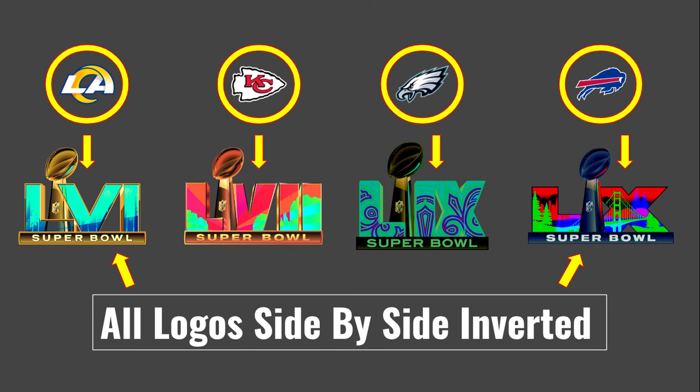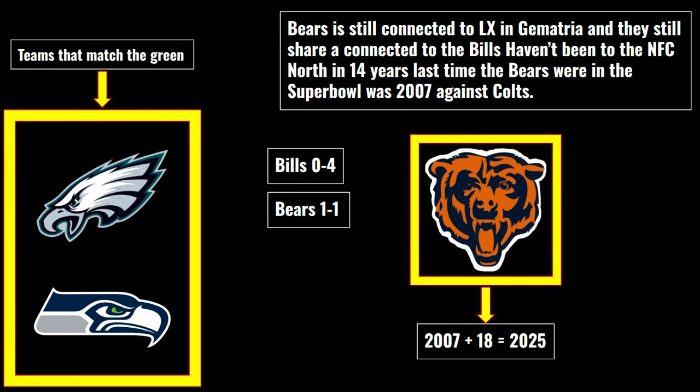Very interesting. Let's go to the last slide. So the teams that match the green, of course, we got the Eagles and the Seahawks, which is probably more. It might be them or it might not be. But okay, so the Bears are still connected to LX in gematria, and they still share a connection. Oh, that was a typo. I meant to write connection, not connected to the Bills.